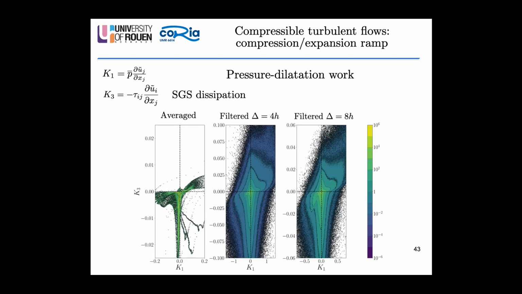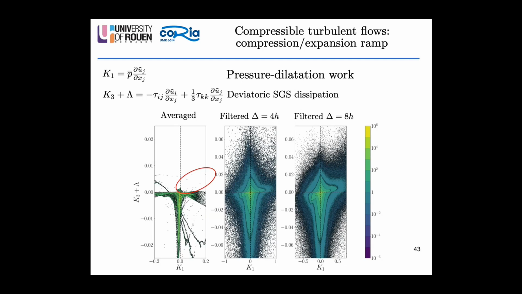So, once again, now we want to study the relation between pressure dilatation work and only the deviatoric part of SGS dissipation. And we can notice that, as I said before in the previous slide, all the backscatter that was in the second quadrant now disappears, and becomes classical forward scatter events. And there's essentially no correlation between these two quantities, whereas in terms of filtered fields, we still see some mild correlation.